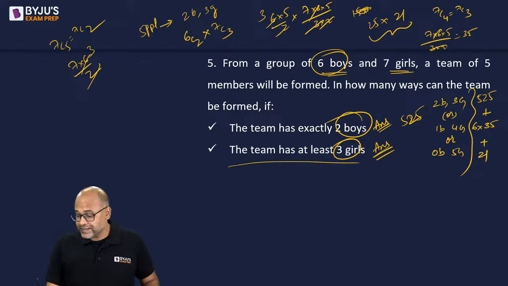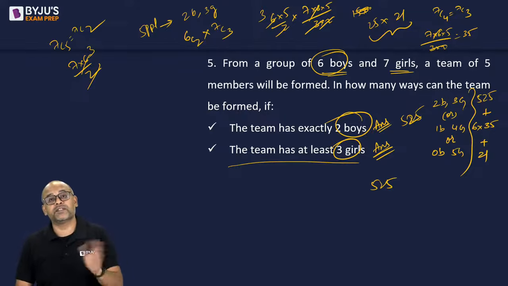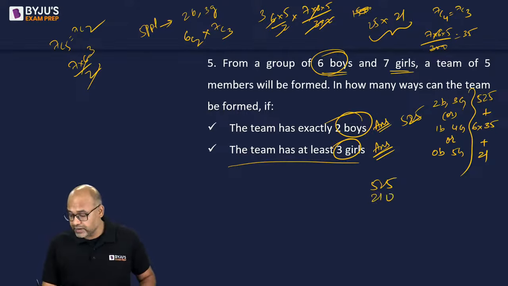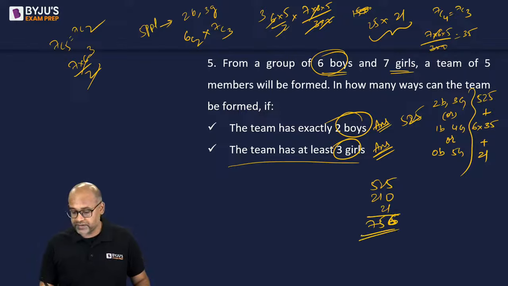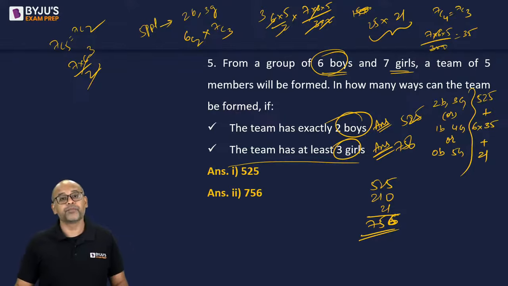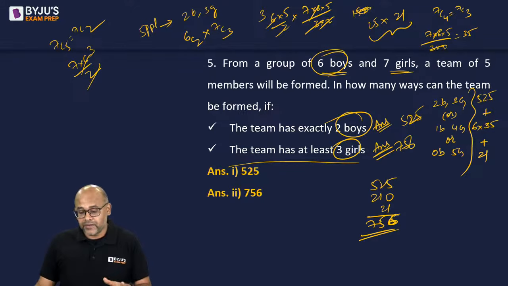So your answer for the second case will be 6 into 35, 6 3s are 180, 6 5s are 30. 180 plus 30 is 210 and 21. So 6, 2 to 4 plus 1, 5, 756. So the second answer is 756. Okay? Clear? So this is how you solve your P and C questions, especially the combination questions.